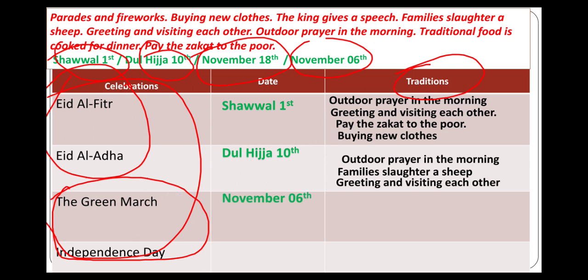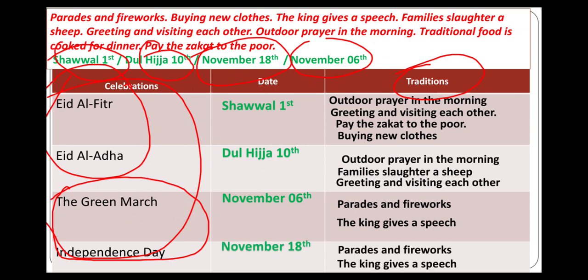Now for the Green March and Independence Day, so the Green March, we celebrate this event on the 6th of November. And we celebrate it by means of parade and fireworks, plus the king gives a speech. For the Independence Day, we celebrate it on November 18th by means of parades and fireworks, plus the king gives a speech.